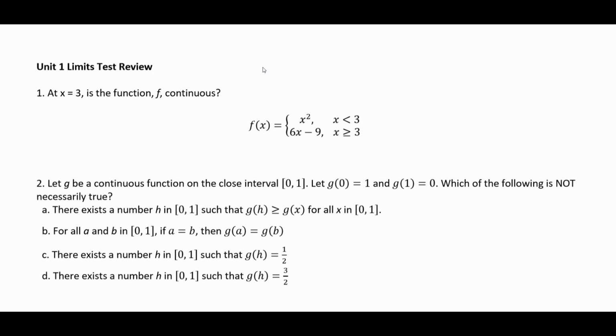Today we're going over this calculus limits test review for Unit 1. In this video we're going to go over the multiple choice questions that look similar to what's going to be on the test. And then in a separate video, I'll go over the 2 free response questions that are in the review.